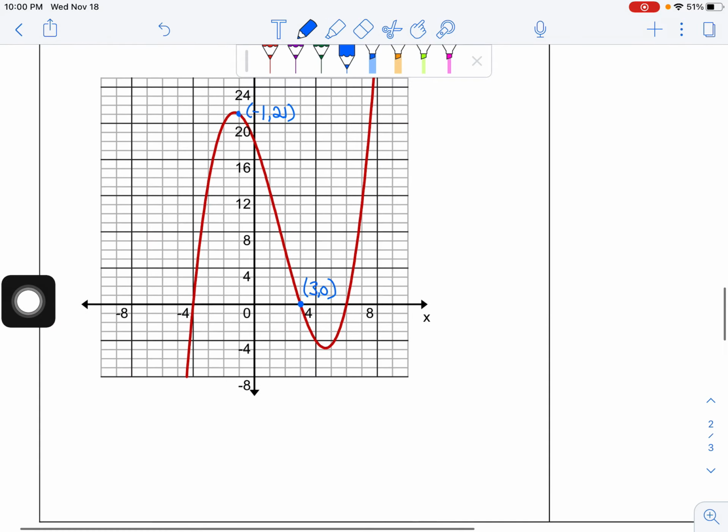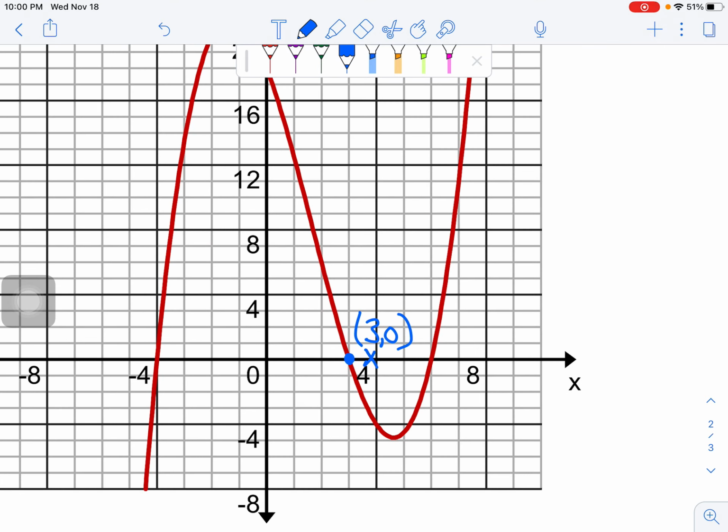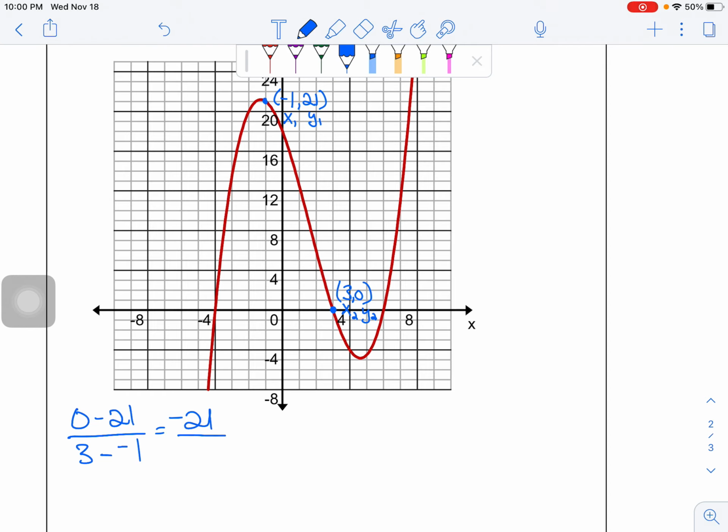Now, having said that, let's show it to you mathematically. I keep zooming in and out, my apologies on that. So this is going to be x1, y1, and this is going to be x2, y2. I'm going to use those values in the slope formula. So 0 minus 21 over 3 minus -1. Well, 0 minus 21 is -21, and 3 minus -1 is 4. Now, 21 over 4 can't be reduced, but I am going to turn it into a decimal just to see what I get here.